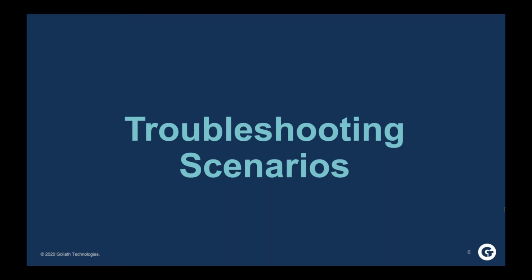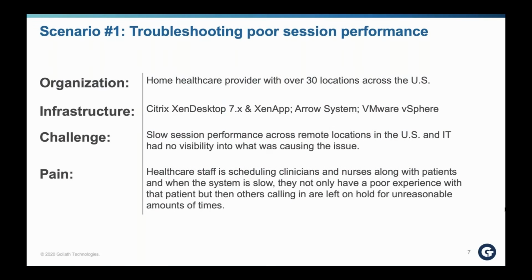And with that, we're going to jump right into the first troubleshooting scenario, which was a large home healthcare provider. They delivered their EHR system, which is Arrow, via on-prem Citrix virtual apps and desktops infrastructure on top of VMware hardware. And this particular healthcare provider has 30 different locations, and they're home healthcare providers, so they have to schedule appointments with patients all over the country.